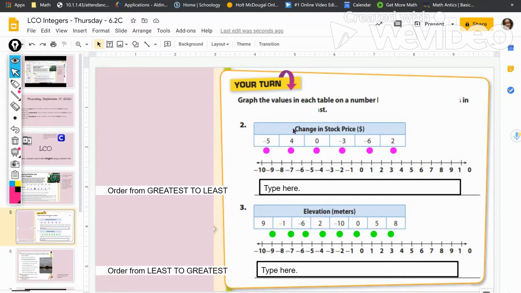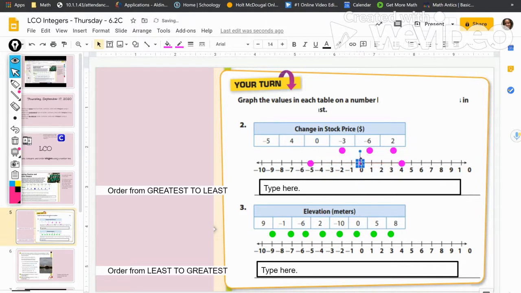So this table is talking about change in stock prices. So this is talking about finance. Negative numbers means you're losing money, and positive numbers means you're gaining money. So my first one is a -5. This is a negative number, so it's going to go left of 0 on my number line. This is a +4, so it's going to go right from 0.